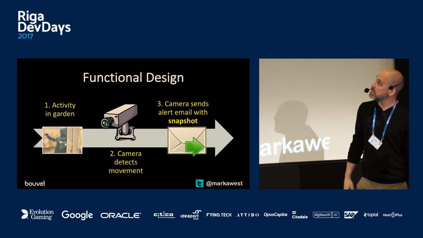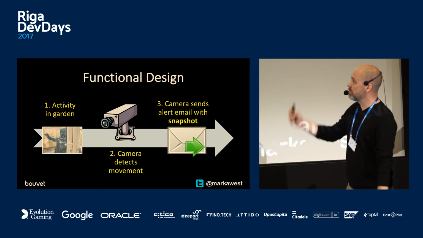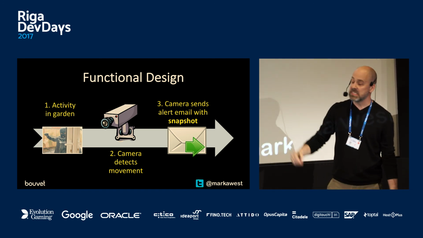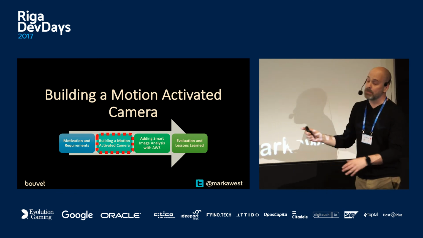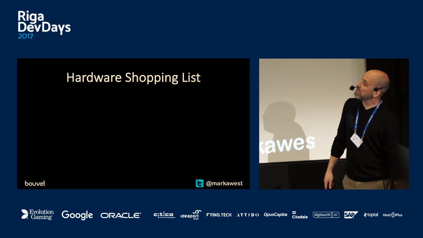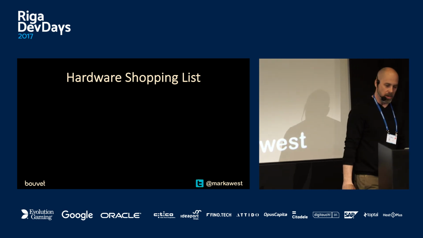Based on these requirements, I have a very simple functional overview. My camera is monitoring activity in the garden. When it detects movement, it sends me an email with a snapshot from the video stream. Simple. So how did I do it? Or how did I build the hardware?